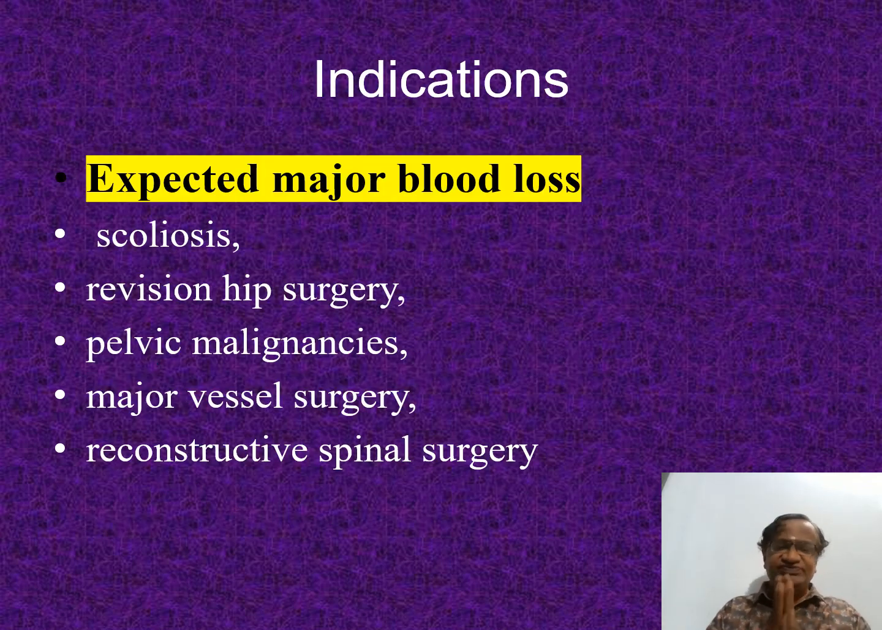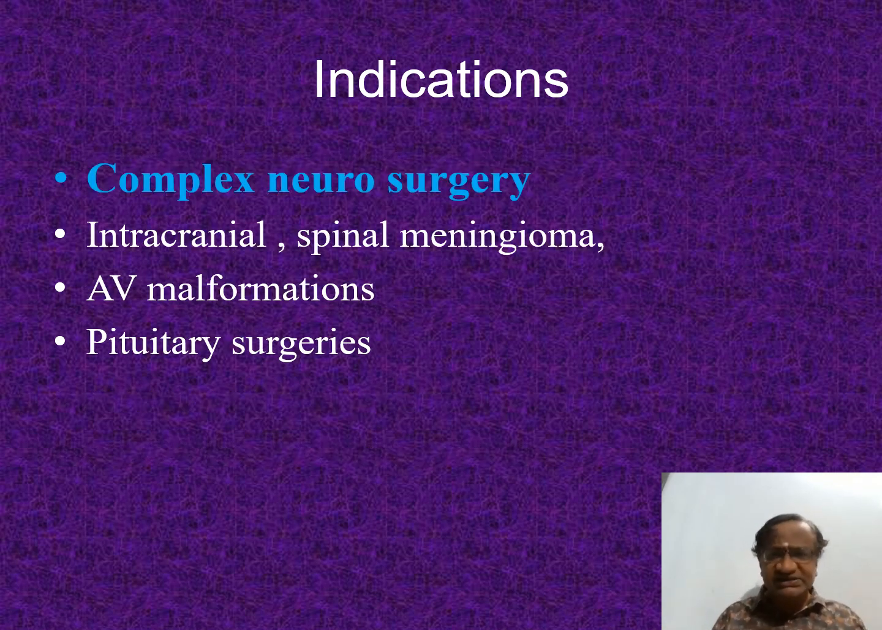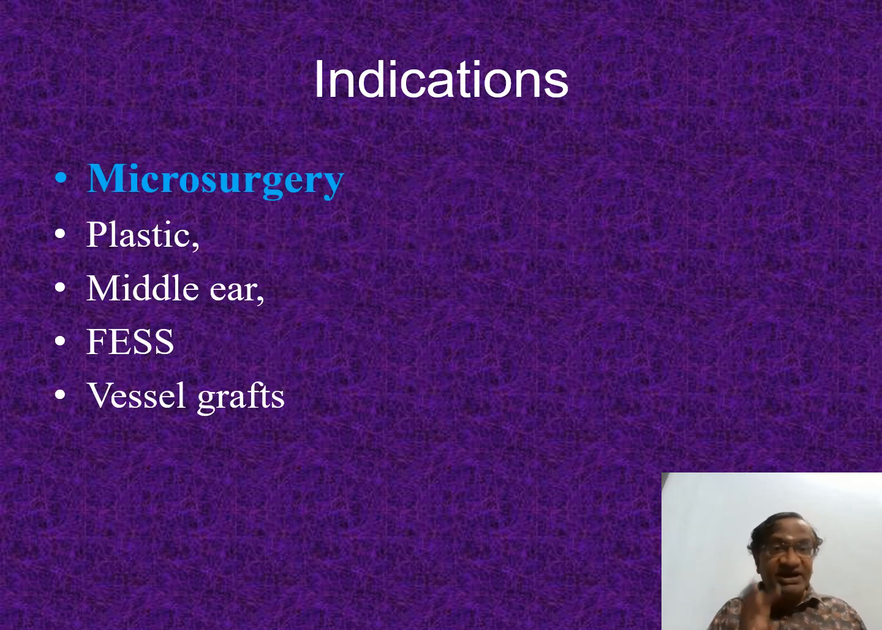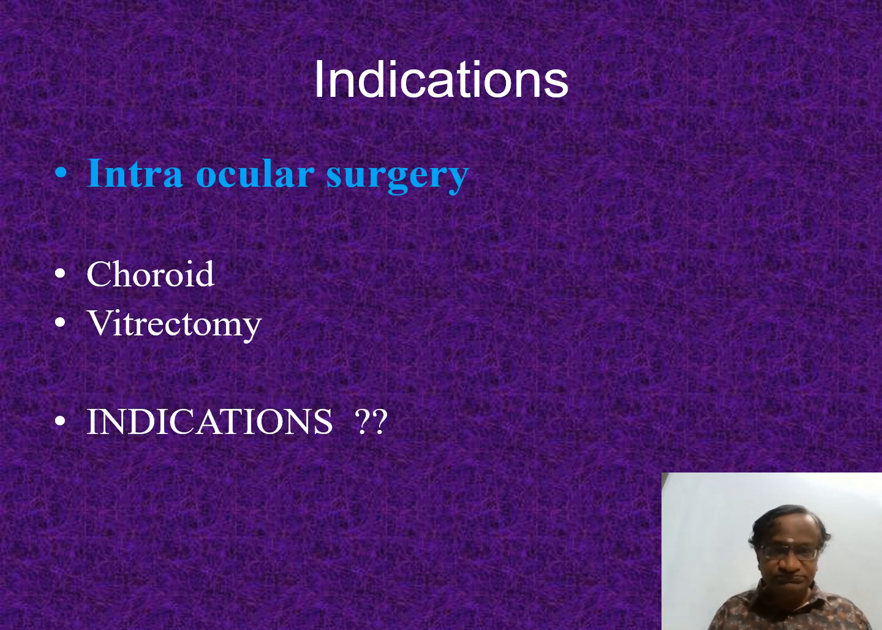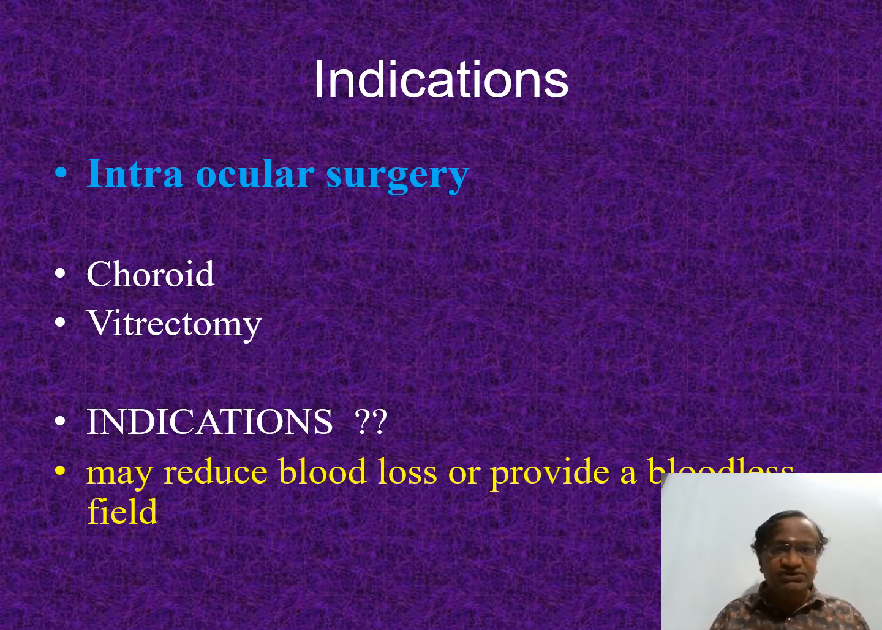Now, what are the indications we use it for? Scoliosis, revision hip surgeries, pelvic malignancies, major vessel surgeries, reconstructive spinal surgeries. So many indications. I will give you in a nutshell later. Complex neurosurgeries, pituitary, intracranial malformations, microsurgery, plastic middle ear, vessel grafts, intraocular surgeries, vitrectomies. Now we go back to indications.